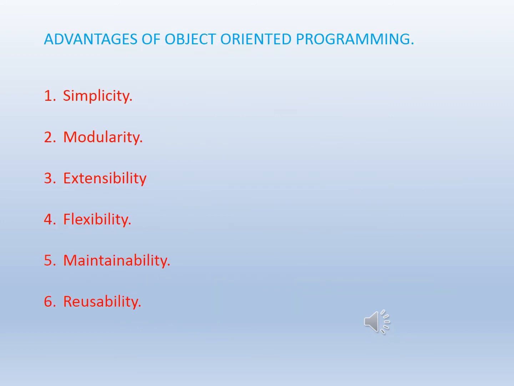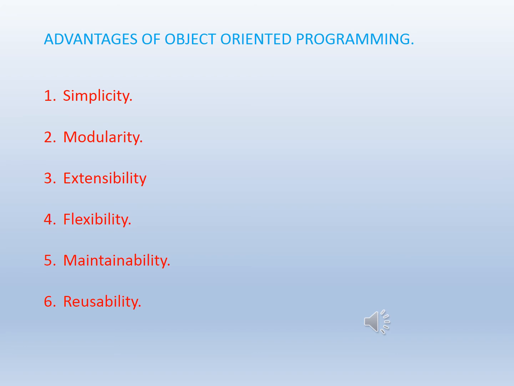Next are the advantages of object-oriented programming. First is simplicity. Simplicity means that complexity is reduced in a program and it is very clear and simple because it is in the form of objects. Second one is modularity. You have different parts or objects, that is called modularity. Third one, extensibility. Extensibility means adding new features to the existing one.